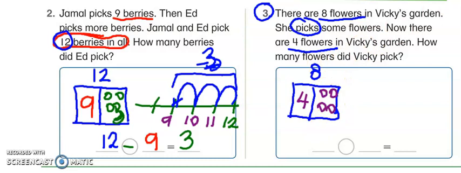All right, so let's go back to our whole so that we can write our equation. So we have this whole. Our whole goes here. I know that when she picked something, she's taken away because that was subtraction. Then I know that there were 4 flowers left. So she picked actually 4 flowers. If I were to use a complete sentence, how many flowers did Vicky pick? Well, Vicky picked 4 flowers.